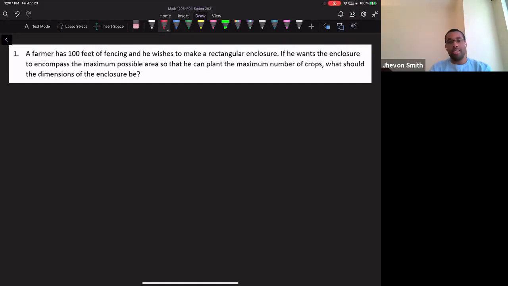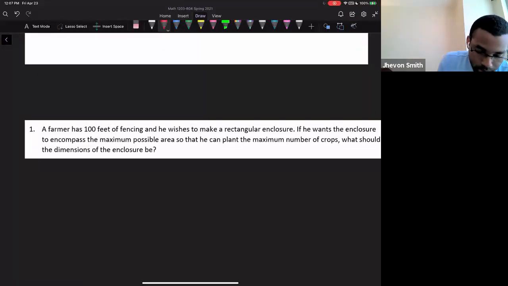You should notice that this is not a related rates problem. It's not a curve sketching problem. It's not an exponential growth or decay problem. It's an optimization problem. Why? You're given a restriction. It's right here. We have 100 feet of fencing. You don't have an infinite amount of fence to make the biggest enclosure you want. You are given a constraint.